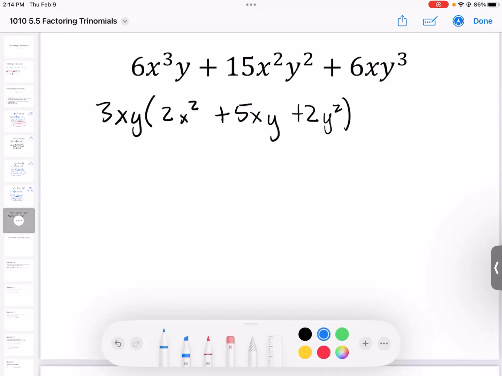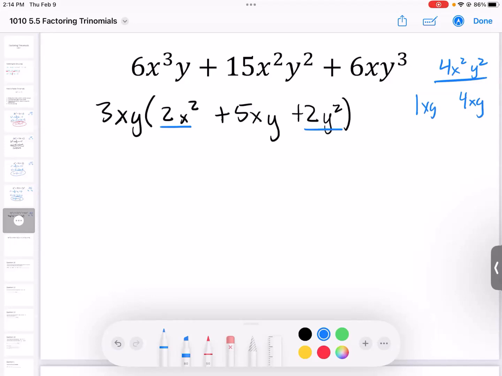And in order to do that, we're going to take our first and last terms and multiply them together, which gives us 4x squared y squared. And I want two things that multiply to 4x squared y squared and add to 5xy. What would be the number part of those two things? Yep, I think I saw some people saying it. It's 1 and 4. And our variables would have to be xy, because if I add 1xy to 4xy, that would give me 5xy.